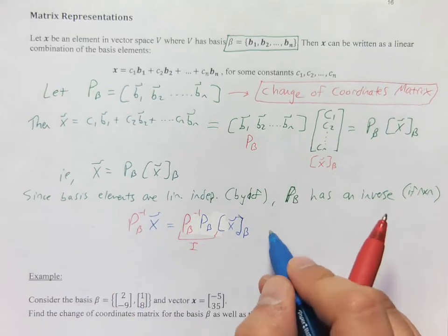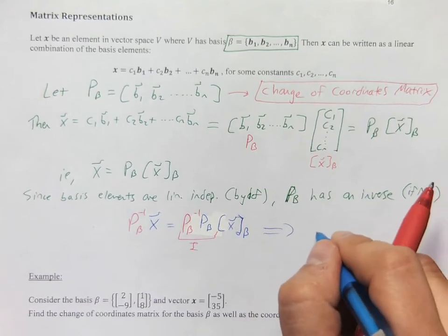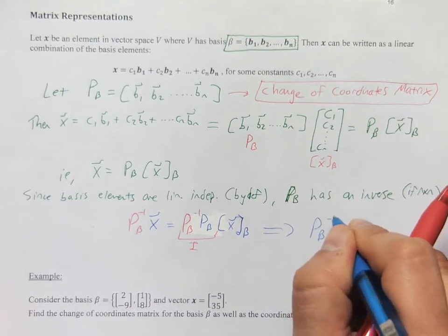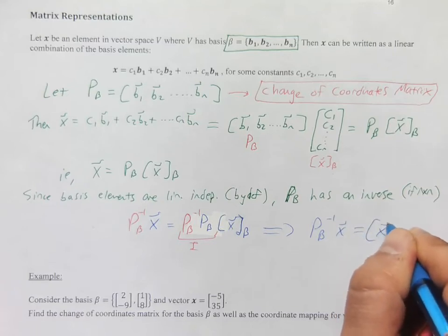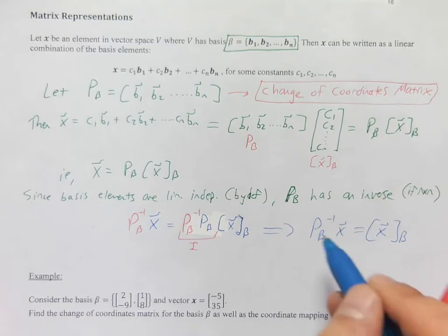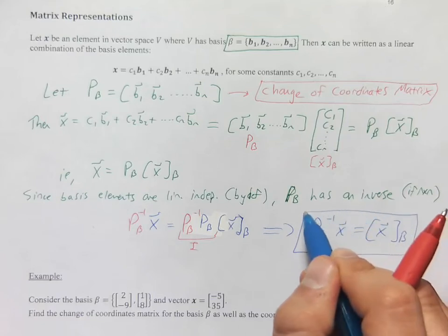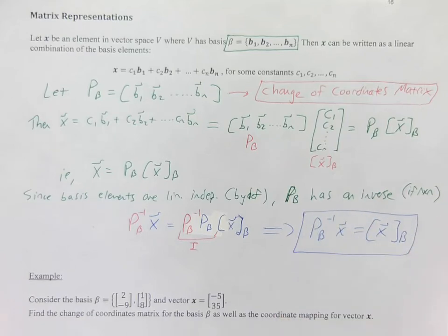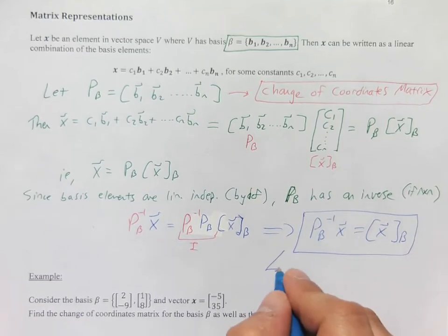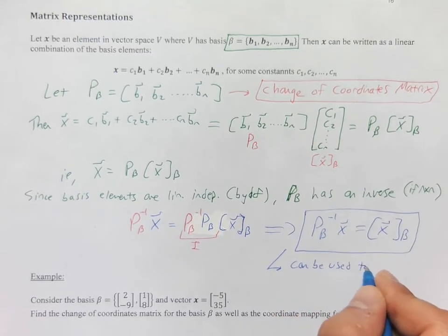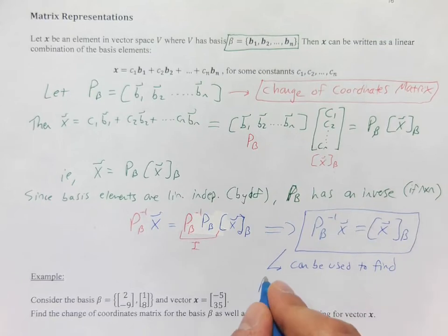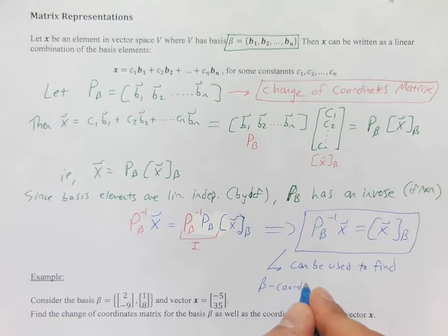Right? So in other words, what we just found from this is that if we do P_beta inverse x, we get the coordinate vector for x. And so this is another way to find the coordinate vector. So this idea can be used to find the beta coordinates of x.